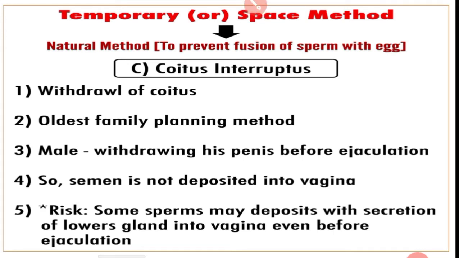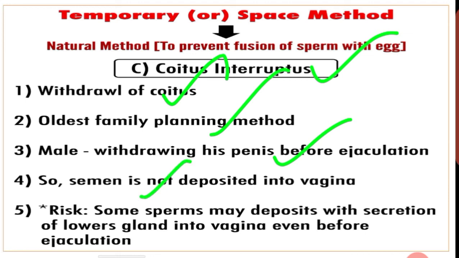Next method, coitus interruptus method. Temporary method, natural method, we are going to see coitus interruptus. In coitus interruptus, withdrawal of coitus, it is actually the oldest family planning method. The male withdraws his penis before he ejaculates the semen inside the female vaginal part. That is the withdrawal of coitus. So semen is not deposited into the vagina.